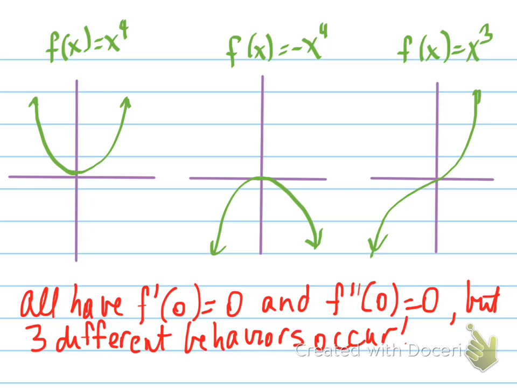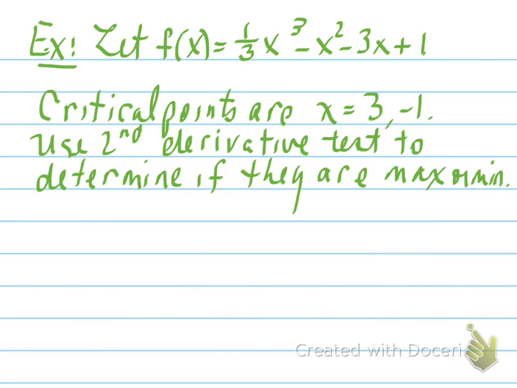So even if the first derivative at 0 is 0, even if I have a horizontal tangent line, if the second derivative is 0, I can make no conclusions. So the second derivative test works except in this case.